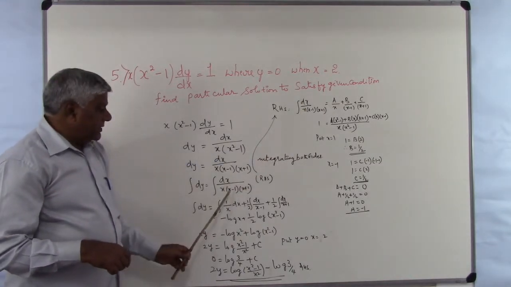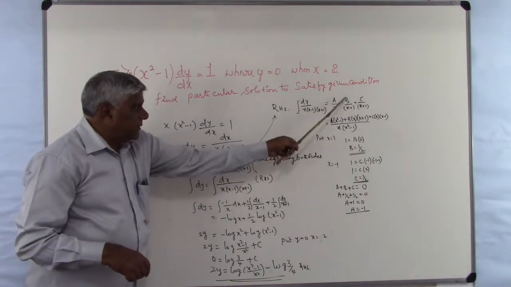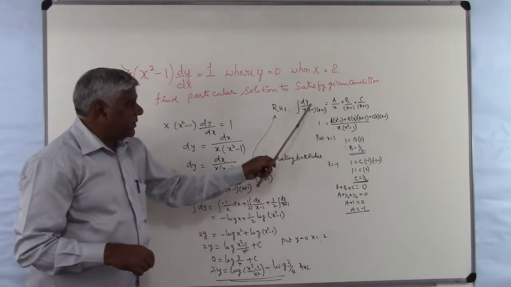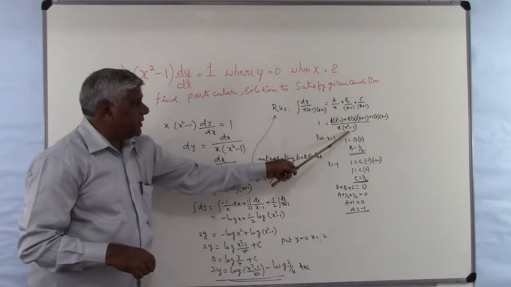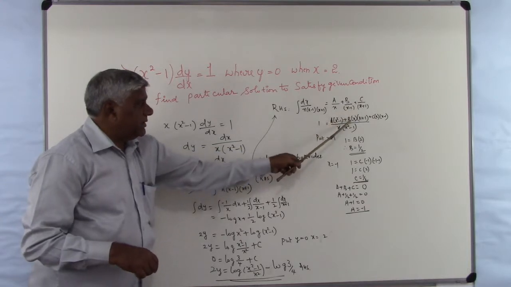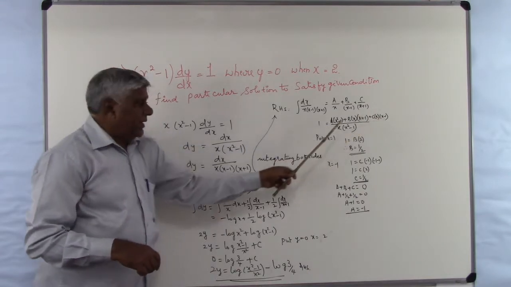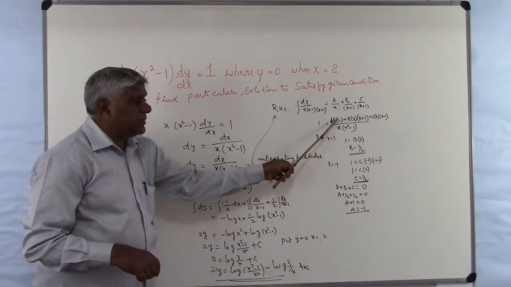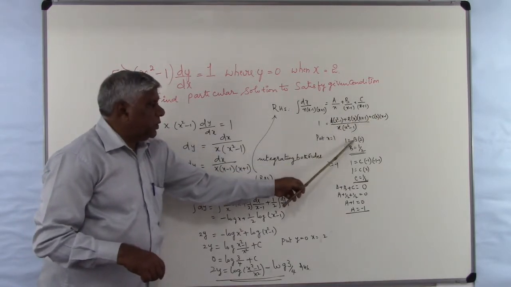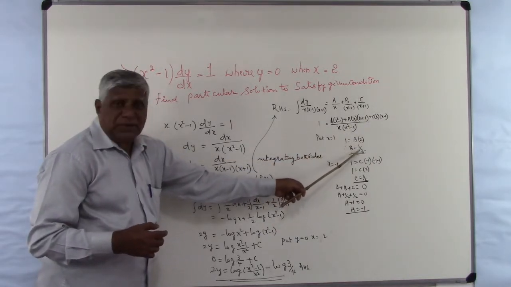dx over x(x − 1)(x + 1) can be split into A over x + B over (x − 1) + C over (x + 1). Now, 1 = A(x² − 1) + B·x(x + 1) + C·x(x − 1), taking the LCM. Now by putting x = 1, the other terms go to 0. Therefore we get B(1 + 1) = 2B = 1, therefore B = 1/2.